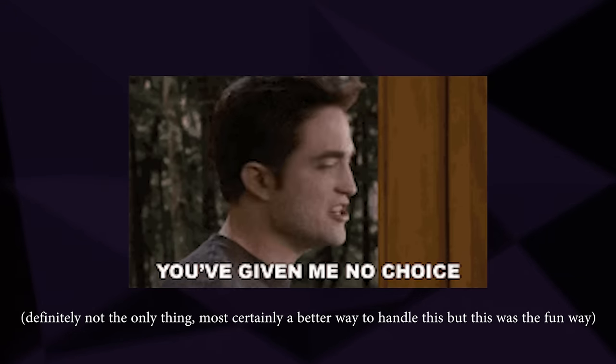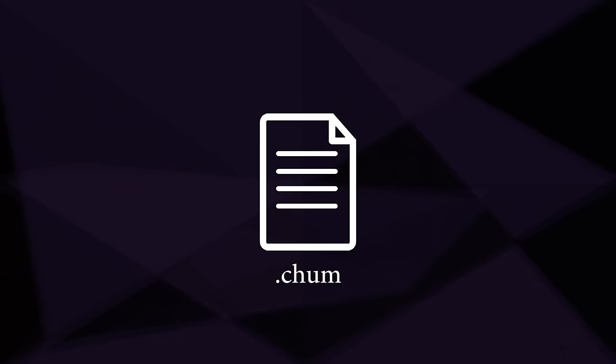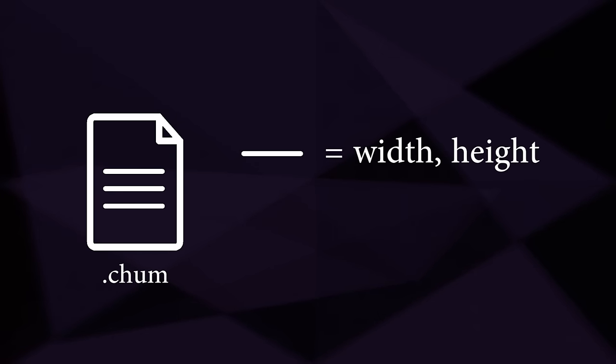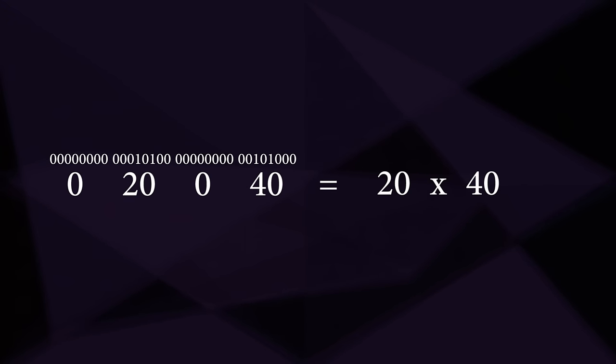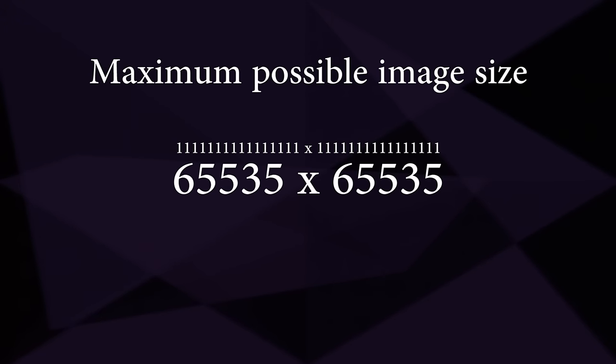So I did the only thing I possibly could do, creating my own file format, which I have so lovingly dubbed .chum, which stands for Certifiably Horrendously Uncompressed Media. The way this file format is arranged is really simple. The first 4 bytes are the width and height of the image in pixels. For example, 020, 040 would represent a 20x40 image, while a 1010 would represent a 256x256 image. This gives us a maximum possible image size of about 65,000x65,000, which is more than enough.